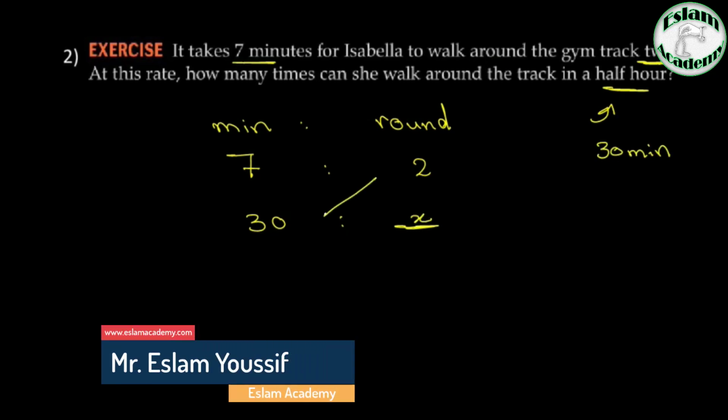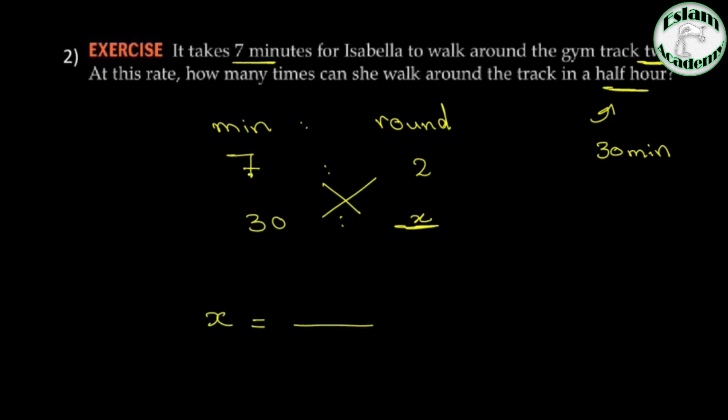Now the variable is x. We're using cross multiplication, so x equals the number which is opposite to x, written down, and we have now 30 times 2. 30 times 2 equals 60, divided by 7, so the answer will be 8.6.